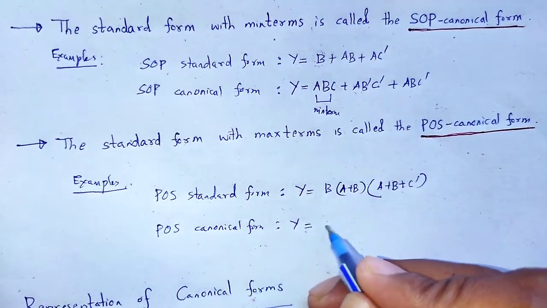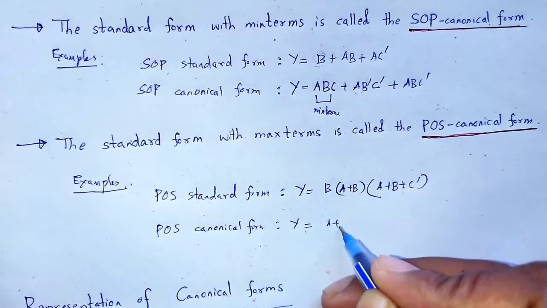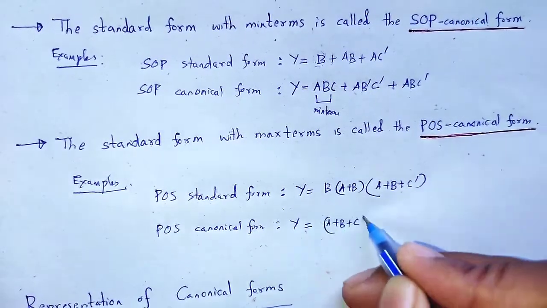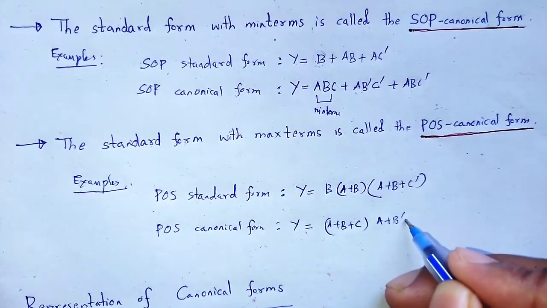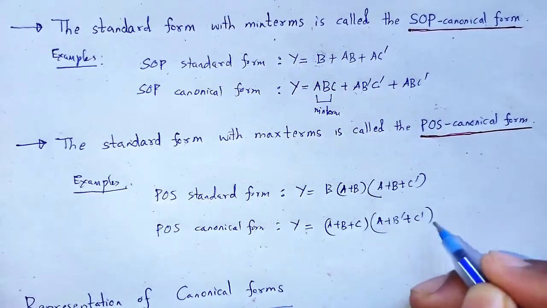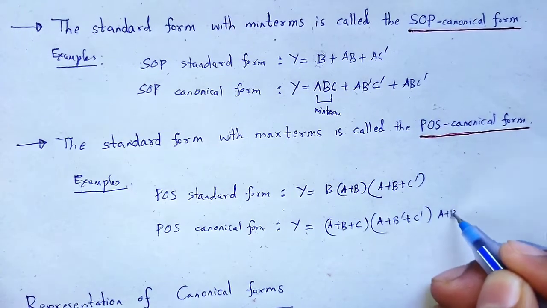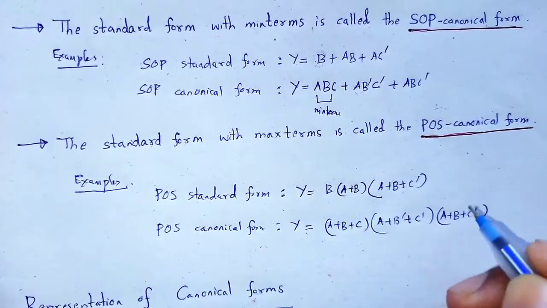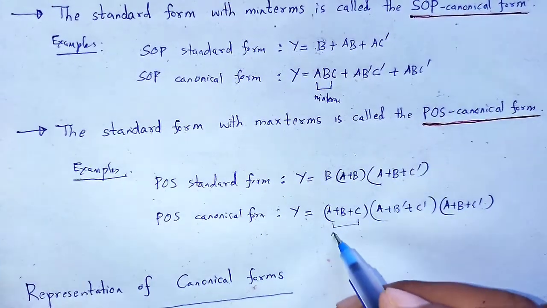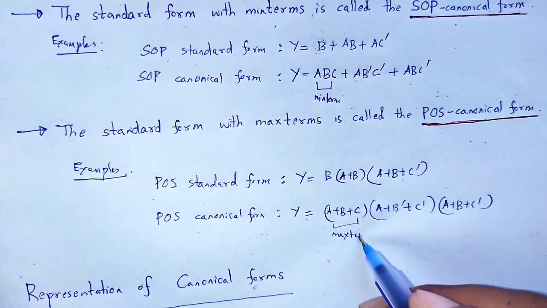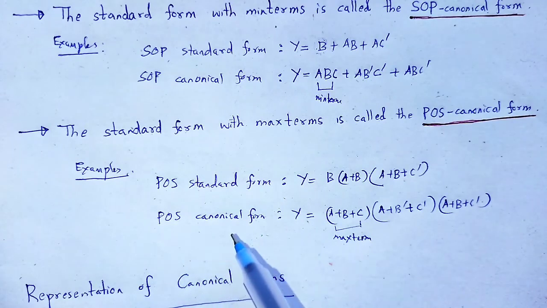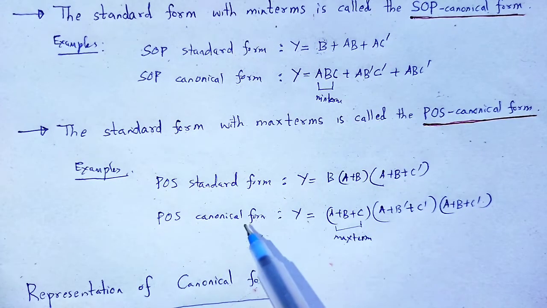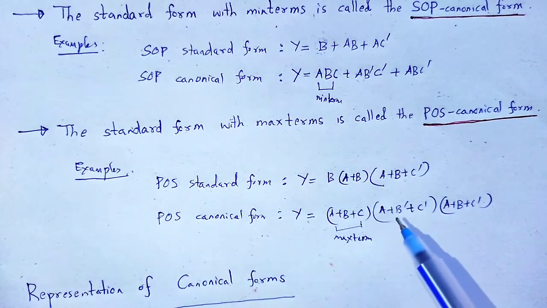So y equal to a plus b plus c, with 3 variables present, a plus b dash plus c dash, a plus b plus c dash, each of which is a max term. That kind of product of sum is called POS canonical form.